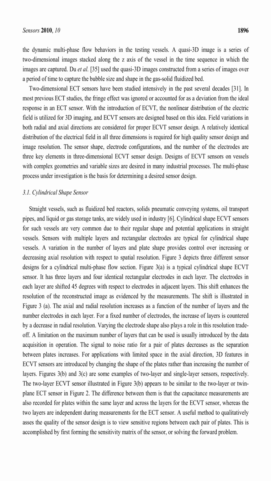Figures 3B and 3C are some examples of two-layer and single-layer sensors, respectively. The two-layer ECVT sensor illustrated in Figure 3B appears to be similar to the two-layer or twin-plane ECT sensor in Figure 2. The difference between them is that the capacitance measurements are also recorded for plates within the same layer and across the layers for the ECVT sensor, whereas the two layers are independent during measurements for the ECT sensor. A useful method to qualitatively assess the quality of the sensor design is to view sensitive regions between each pair of plates. This is accomplished by first forming the sensitivity matrix of the sensor or solving the forward problem.